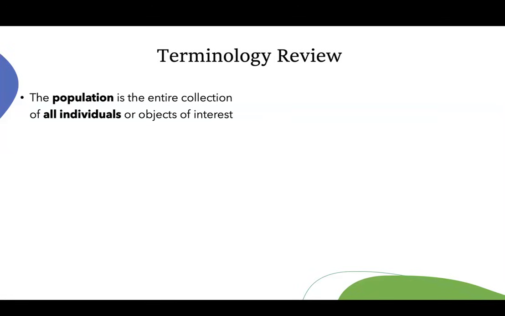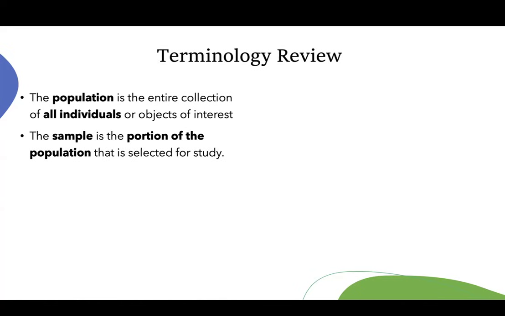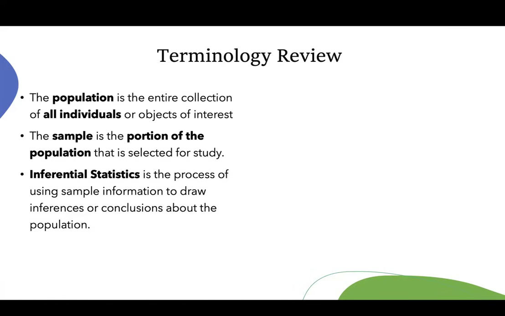The population is the entire collection of individuals or objects of interest. So the population means everything. We could be talking about things like computer chips. We could be talking about people, but it's every item in a particular group. The sample is a portion of the population that is selected for study, and so it will be smaller than the population. Inferential statistics is the process of using sample information to draw inferences or conclusions about the population.